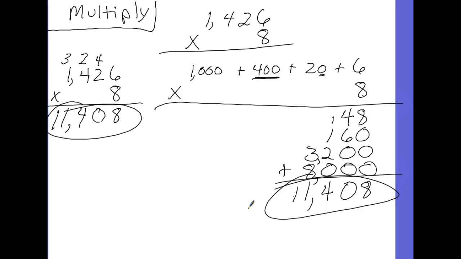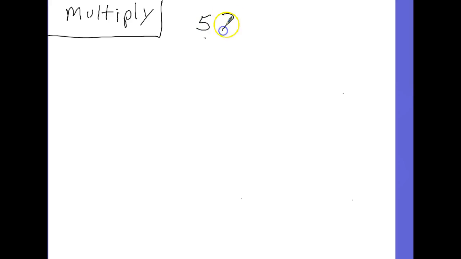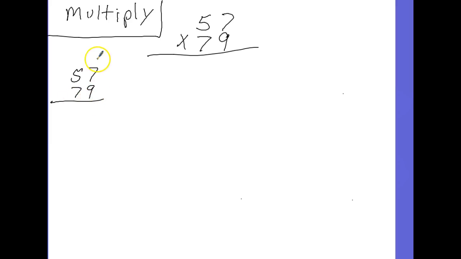All right, now we're going to look at multiplying 2 digits by 2 digits. So we have, well, let's say 57 times 79. Okay, so the standard algorithm, we do this. We take each one on the bottom and multiply it by each one on top, remembering to hold our place values. Okay, so that looks like this.